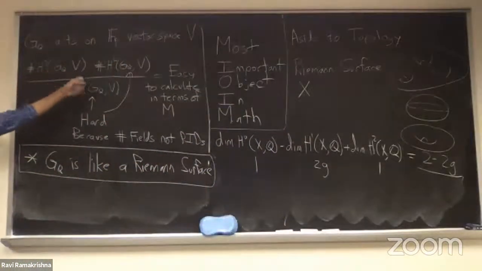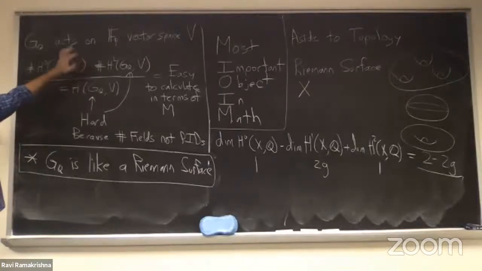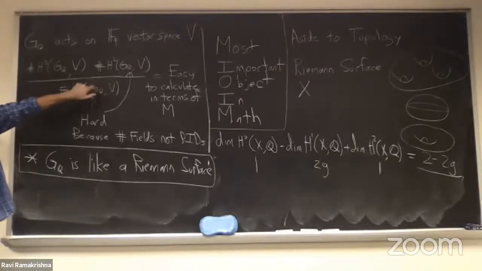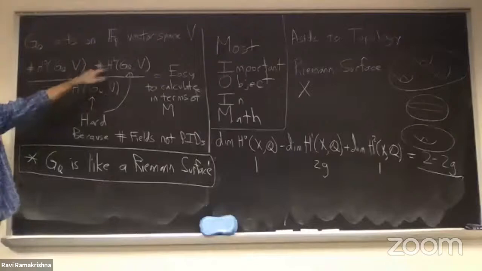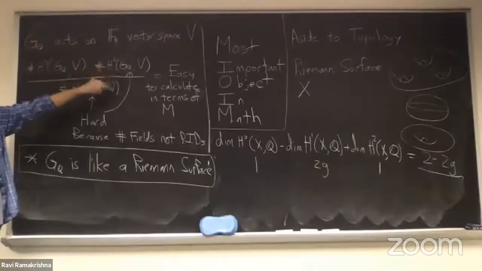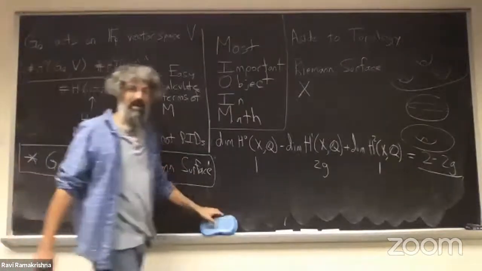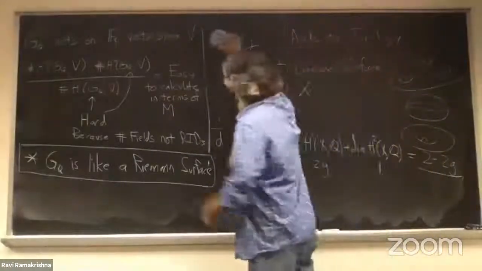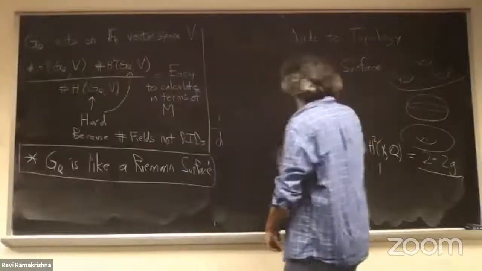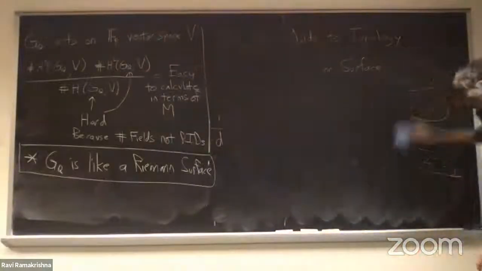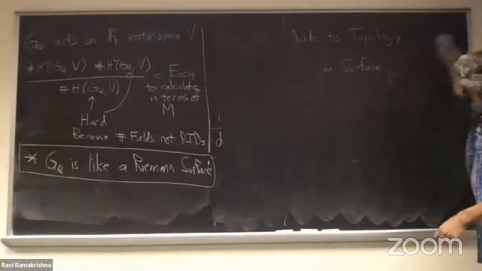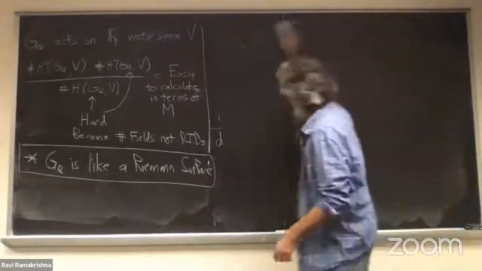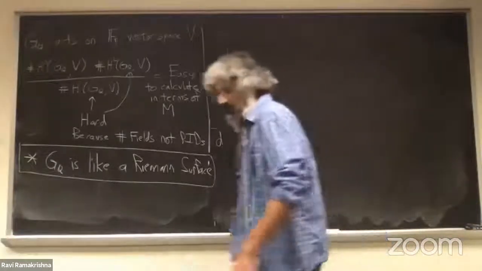And I've told some small untruths here. You actually have to work with an appropriate quotient of GQ that is still infinite depending on V, but that's not worth getting into. You have to restrict ramification. Otherwise, the cohomology groups, the H1 and the H2, will both be infinite. But you can restrict and make them finite, and then this formula holds. Okay.